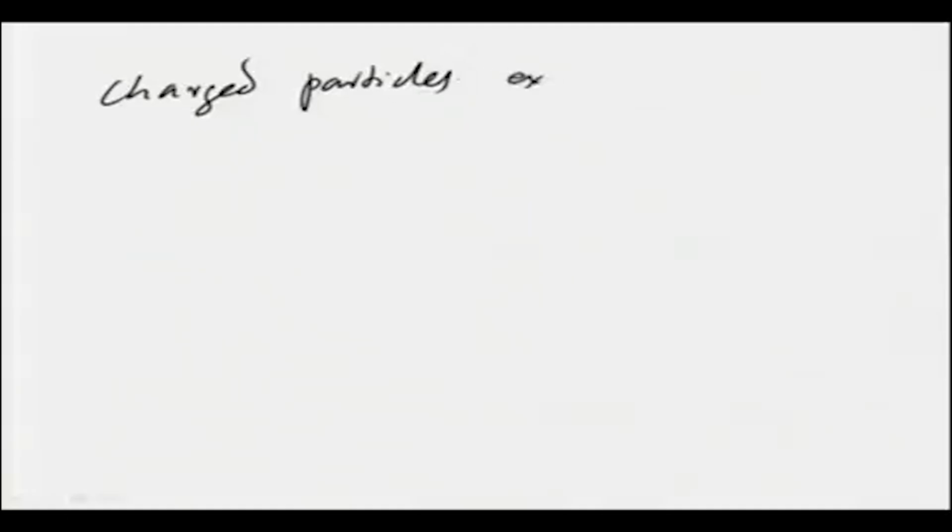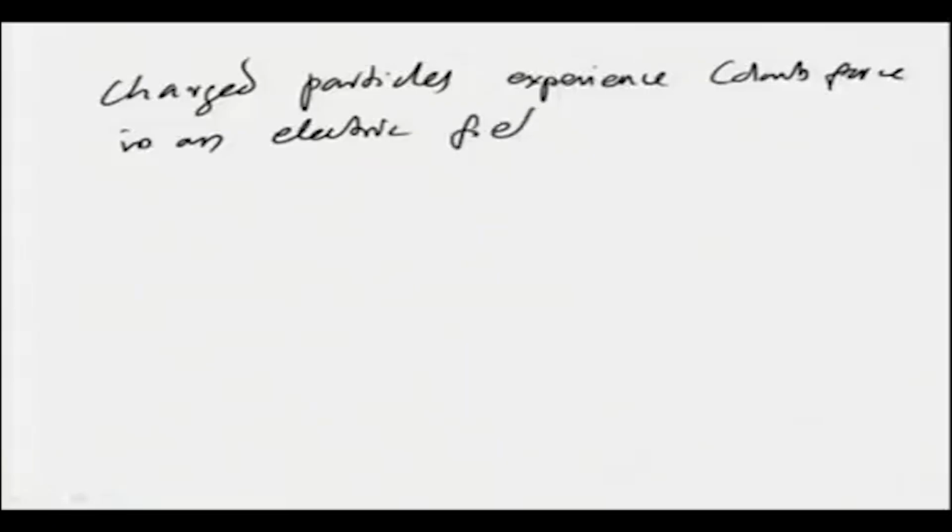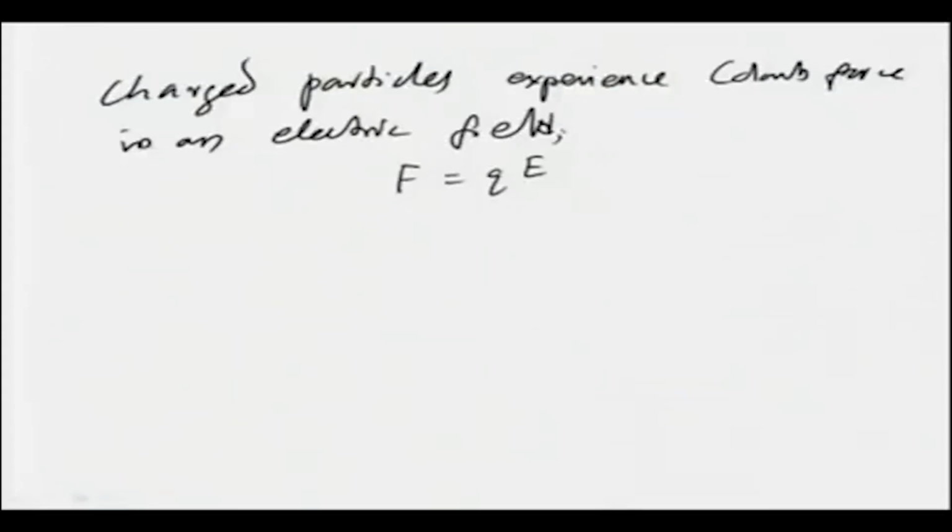So, a charged particle experiences Coulomb force in an electric field. If the electric field is E, the force is Q times E, where Q is the charge of the particle. If you place a charged particle in an electric field, it will experience a force, the amount of the force will be Q times E, and this force will accelerate this particle, and the direction of acceleration is also fixed to be in the direction of the electric field if it is positively charged, and if it is negatively charged, it will be in the negative direction.